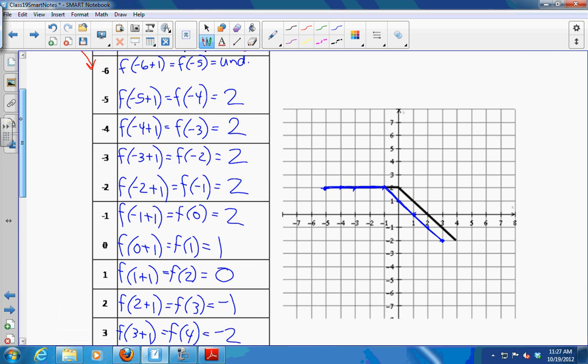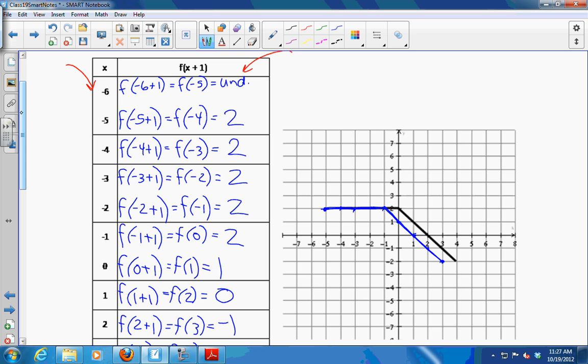Go back to the table, right? Because I'm going to add 1 to x before I apply f to it, I can go 1 unit further to the left. I used to only be able to plug in -4. That was the smallest thing I could plug into f. If I get to add 1 to x before I plug it in, now I can go to -5. Now I can plug -5 in and still get an output.